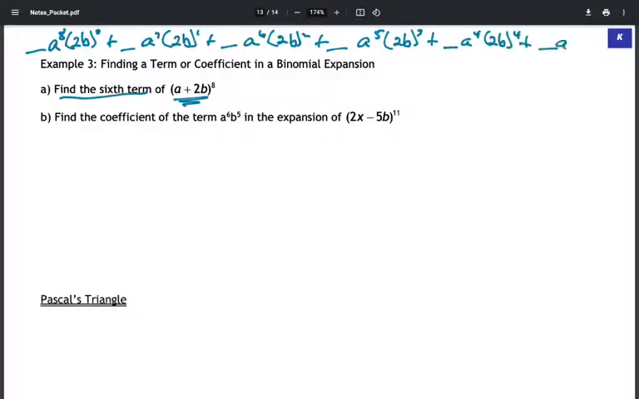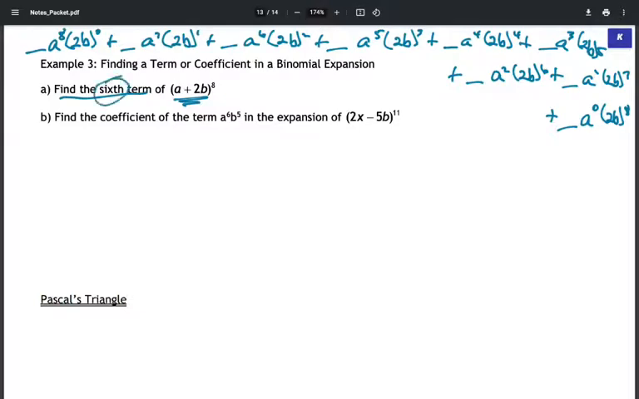Plus some coefficient, my dog is really snoring, sorry.